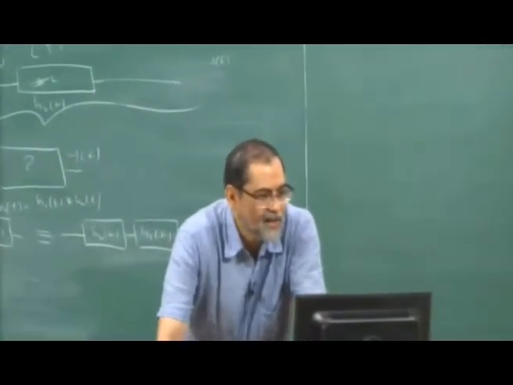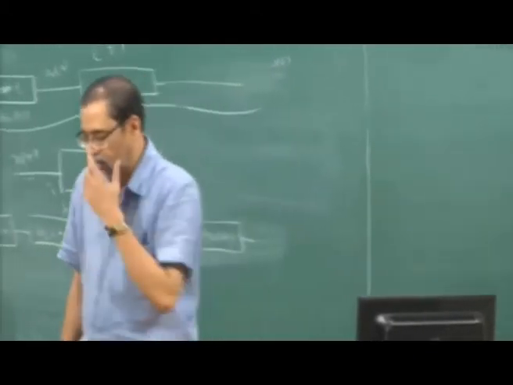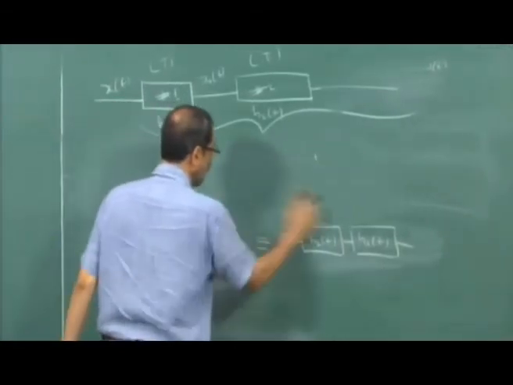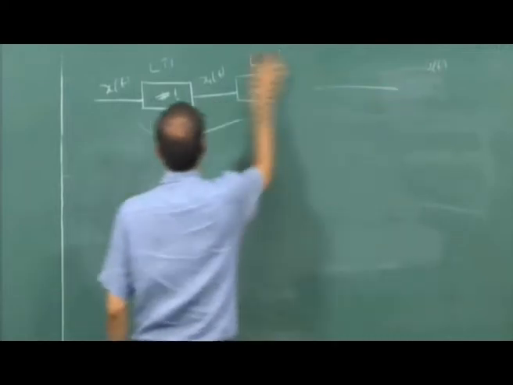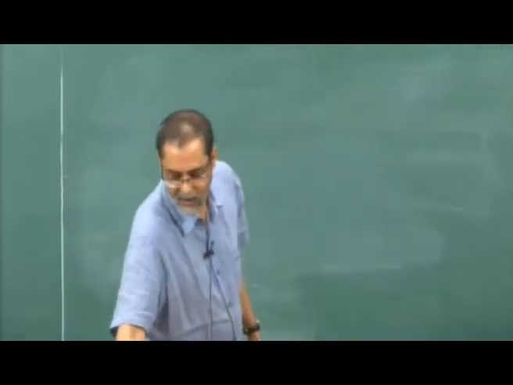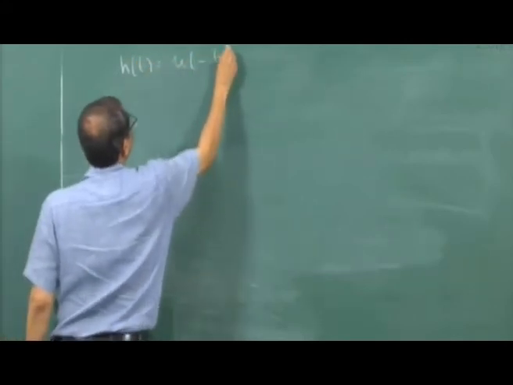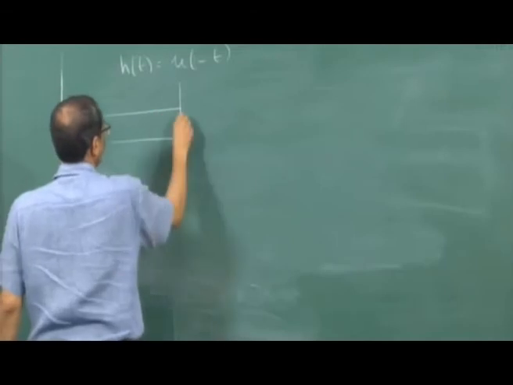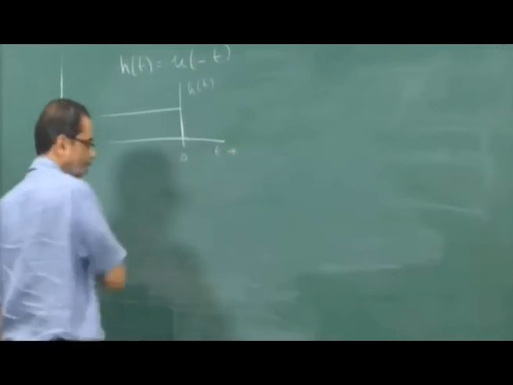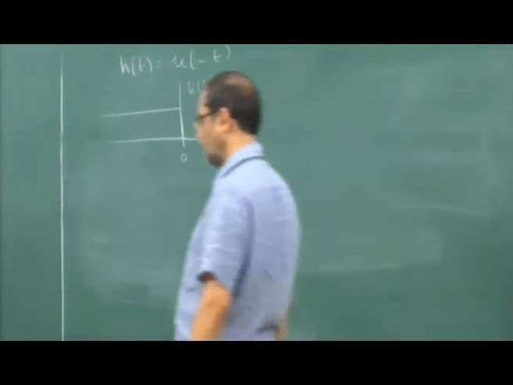Question from MCKV: h of t is u of minus t. Is it causal or anti-causal? I did not define what is anti-causal, so let me not bring in a new word. I'll just say causal or non-causal. But anyway, it's a good question. Given h of t equal to u of minus t, this is defined for t equal to 0 and all negative values of t.